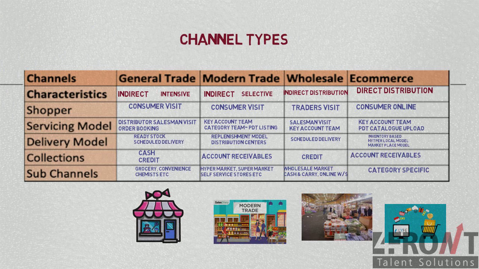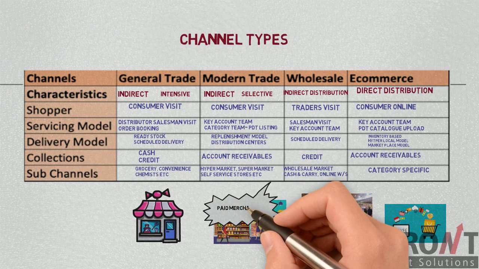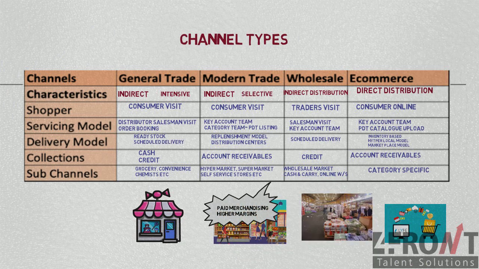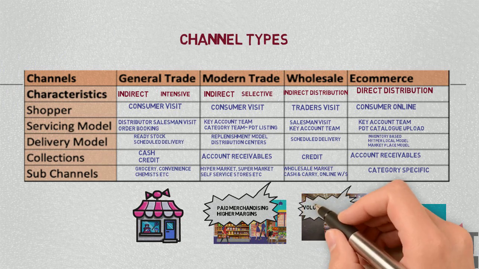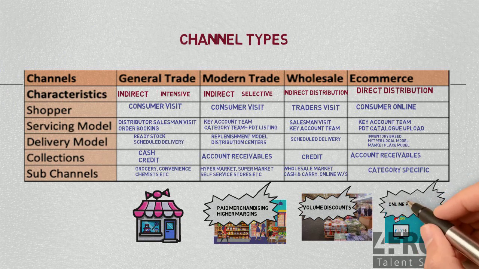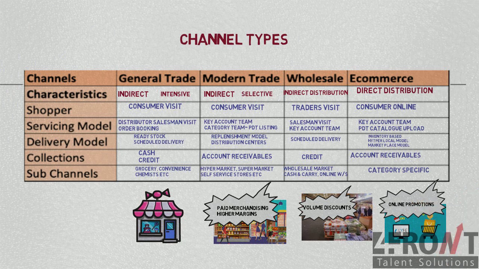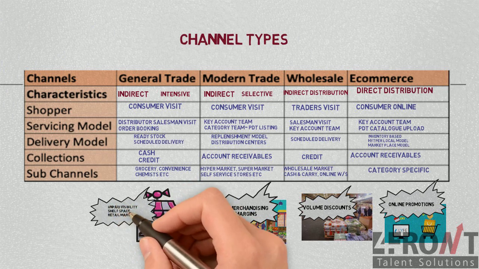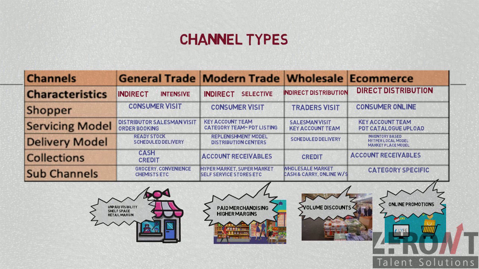Modern trade is highly reliant on paid merchandising and has higher margins. Wholesale channel, merchandising is not that important, but volume discounts are very important. E-commerce has a heavy reliance on online promotions. The general trade channel operates with either unpaid visibility or paid shelf spaces or displays and has a standardized retail margin format.